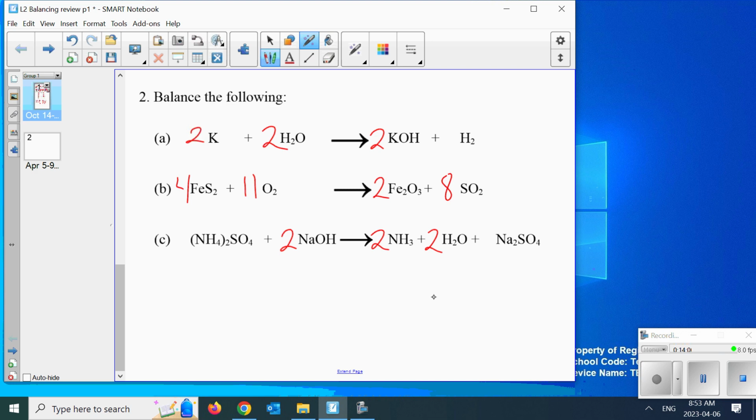Okay. Is this balanced? I'll double check it. It's complex. I just counted the hydrogens. 8 plus 2 is 10. 6 plus 4 is 10. A group of SO4, a group of SO4, sodium, check. Just because they're hard and they take trial and error a bit, doesn't mean you can't do them.